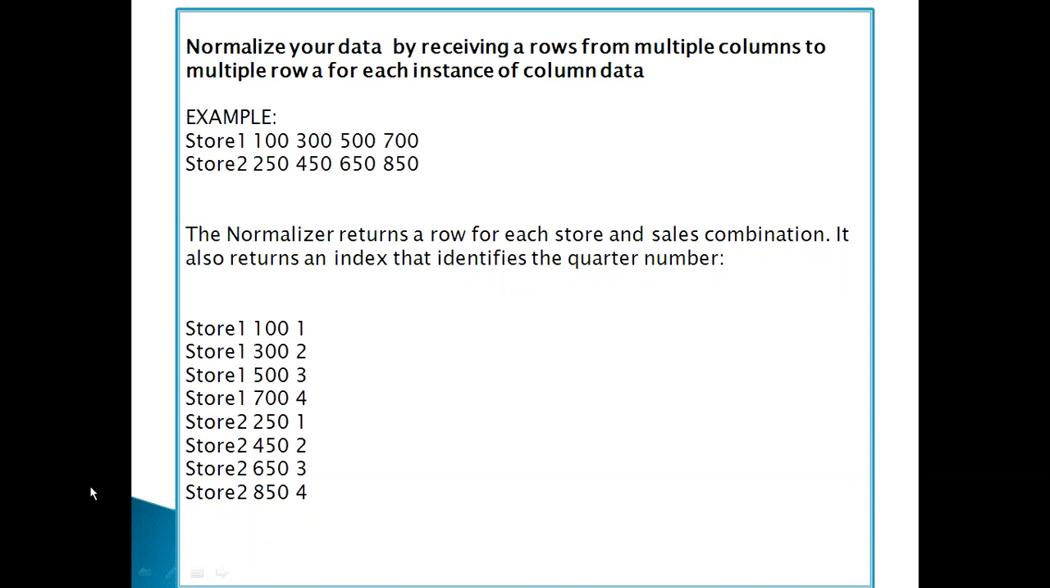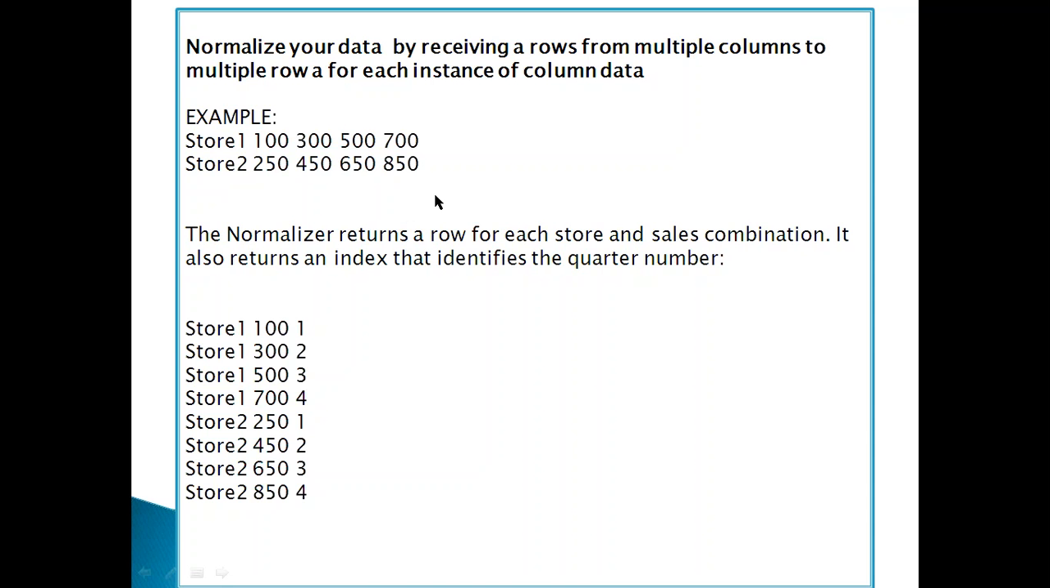It normalizes your data by receiving a row with multiple columns and producing multiple rows, one for each instance of column data. That is nothing but a row and column combination. Let's understand the entire transformation with an example. Here you have store and sales. 100, 300, 500, 700 are the sales of this particular store, and store 2 sales are these. This is quarter-wise sales.